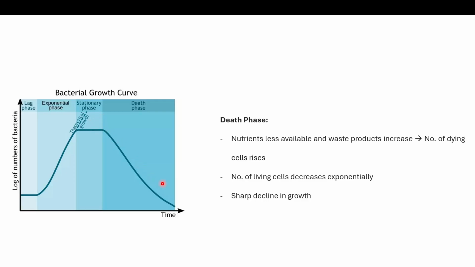And then the death phase is when the number of dying cells increases because the nutrients have become really limited, and waste production, like waste accumulation, is quite high.